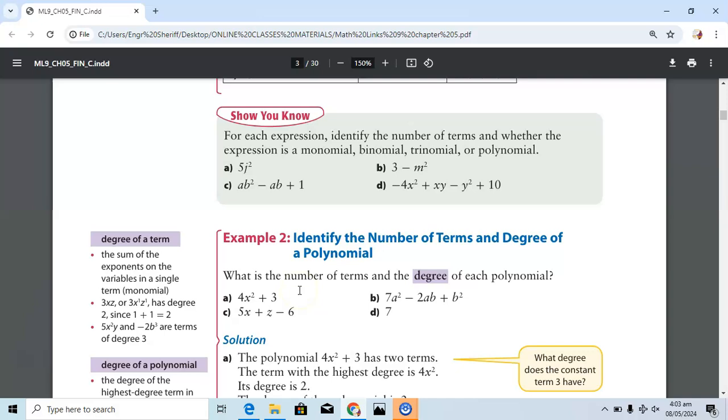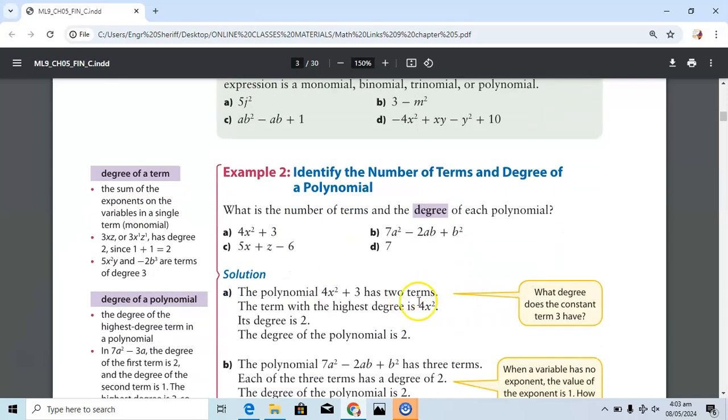For 4x squared plus 3, you will notice that this is simply 2 terms, and therefore this is being referred to as what? 2 terms, and we can even refer to this as a binomial. But let's leave that because we are just being asked to find the number of terms, not to give the name. So take note, the degree is going to be equal to what? 2. The degree is 2 because the highest power of the unknown here is simply equal to 2, and therefore the degree of the whole polynomial becomes 2.